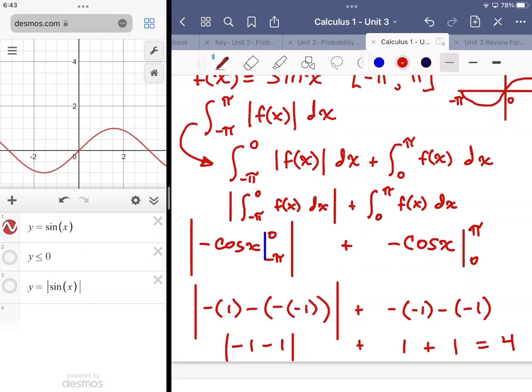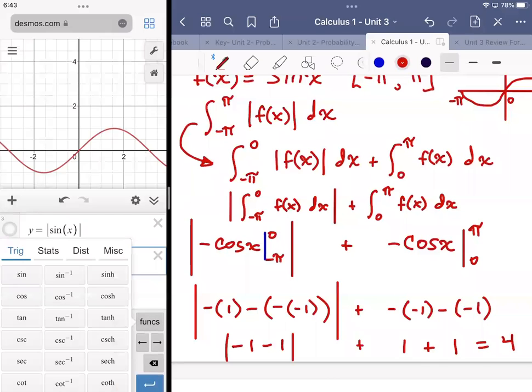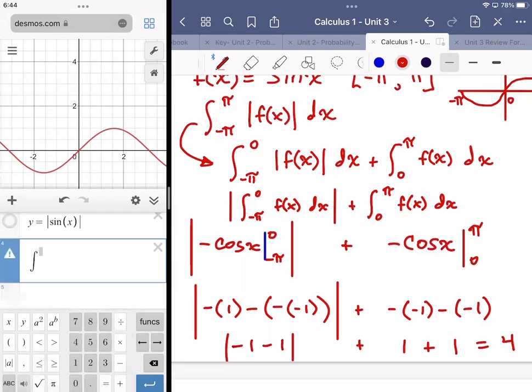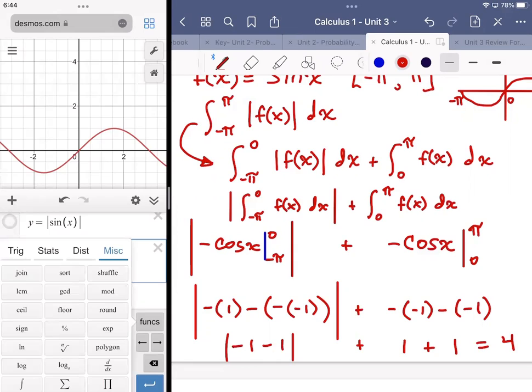Whereas if I took the antiderivative over the interval of just negative pi to pi of the sine function, saying forget it, I don't need this absolute value stuff.